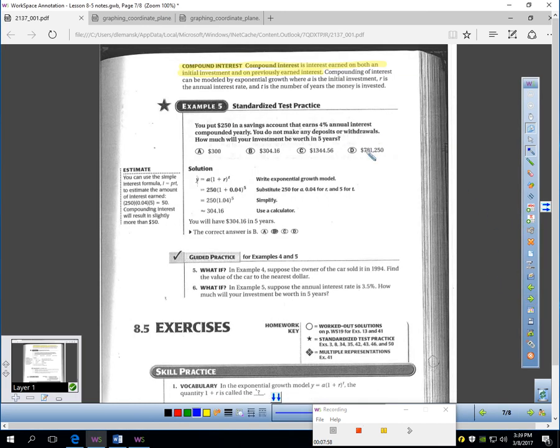The next page, we see the term compound interest. Compound interest is interest earned on both an initial investment and on previously earned interest. Compounding of interest can be modeled by the exponential growth model, where A is the initial investment, R is the annual rate, and T is the number of years money is invested.